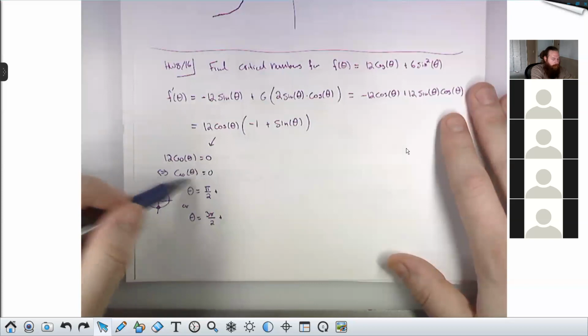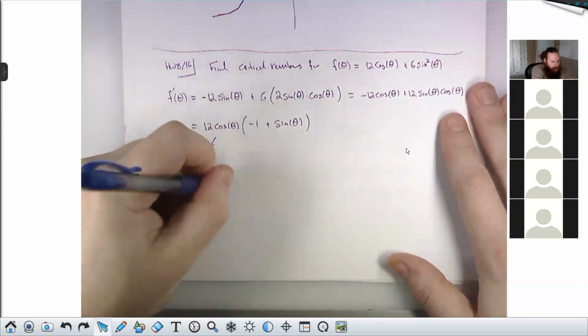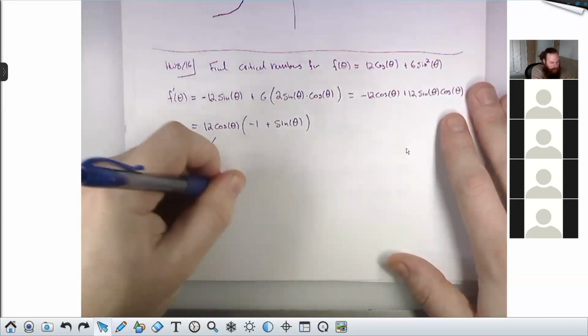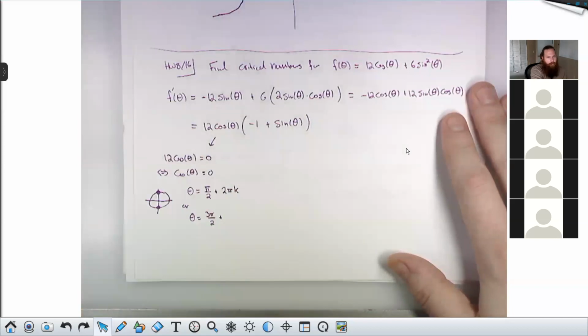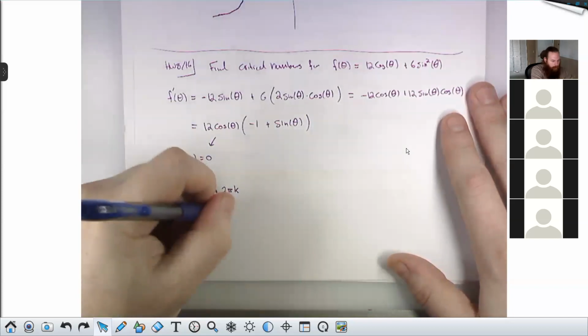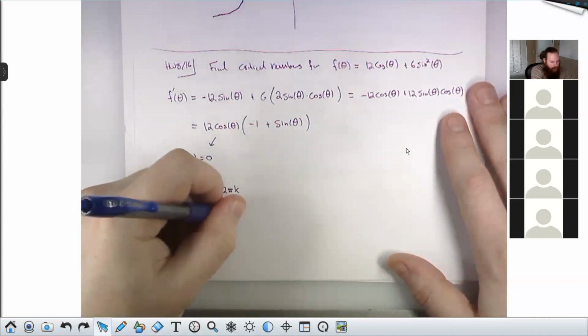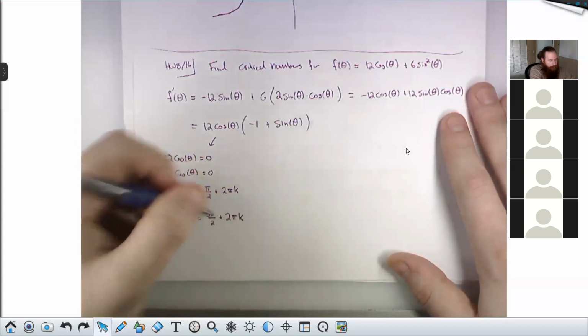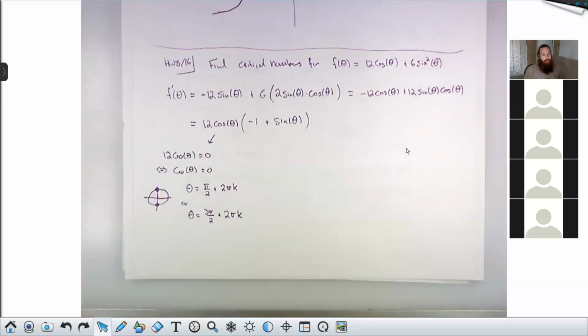The period of cos theta is 2 pi, so I have to add any multiple of 2 pi, and the way we write that is plus 2 pi k, or plus 2k pi. You can shuffle the k wherever you want, but you add multiples of the period. So there are infinitely many critical numbers for this function, 2 infinite families just from this stuff. And then I'll have another infinite family or 2 from this factor.